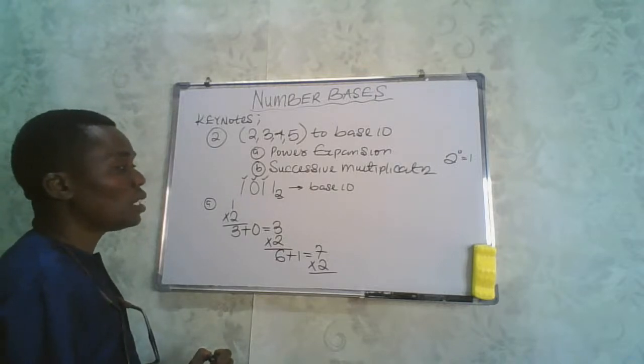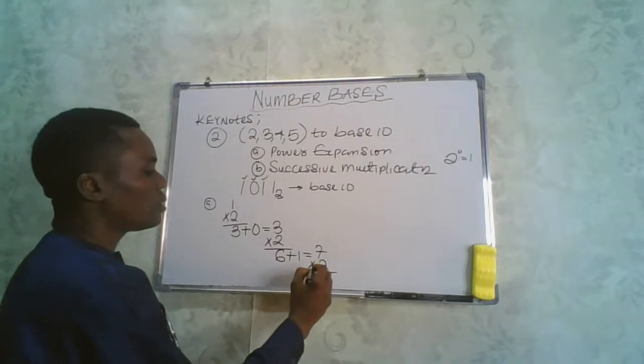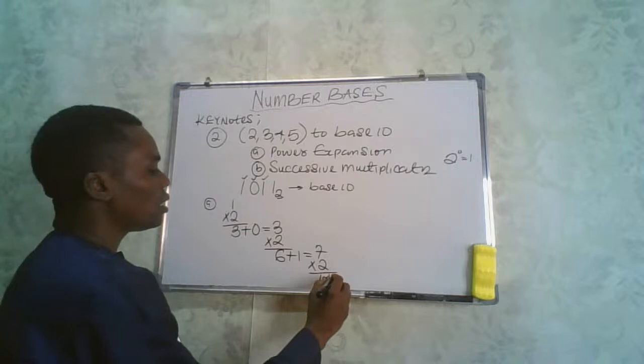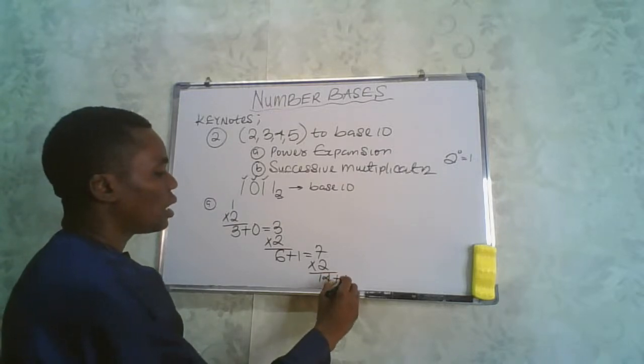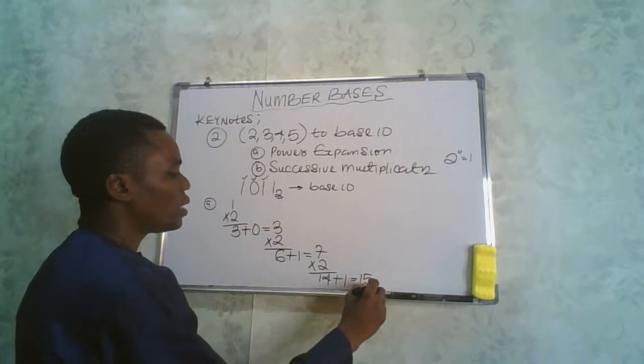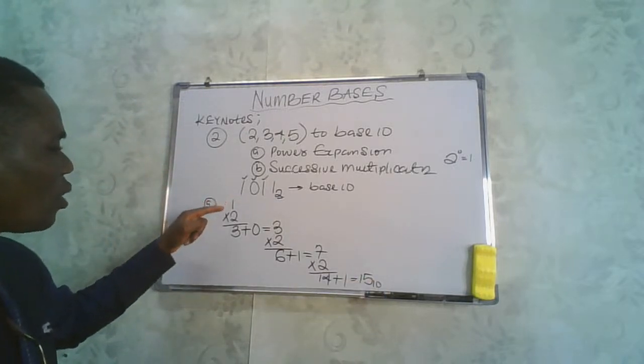7 times 2 is going to give us 14, right? 7 times 2 is going to give us 14. 14, and then we'll add 1, and that will give us what? And that will give us 15 to base what? To base 10. Now, I hope we got this right.